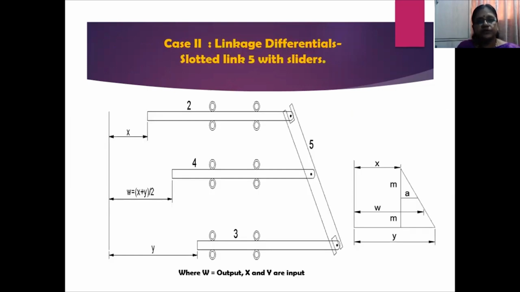Now let us go to case 2, that is linkage differential. That is considering here a slight modification in the previous step. The link 5, which in the previous case study was taken as a roller fixed to link 4, is now replaced with a slotted link, which is called link 5 as well. You have slots over here as well as here.